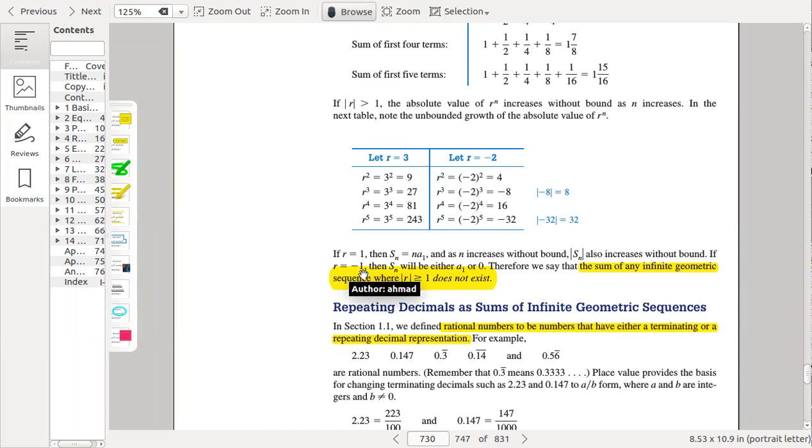If r is equal to 1, then Sn is equal to n a1, and as n increases without bound, Sn also increases without bound. If r is equal to minus 1, then Sn will be either a1 or 0. Therefore, we can say that the sum of an infinite geometric sequence does not exist if the absolute value of the common ratio is greater than or equal to 1.